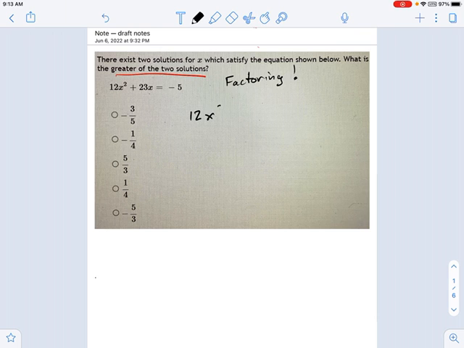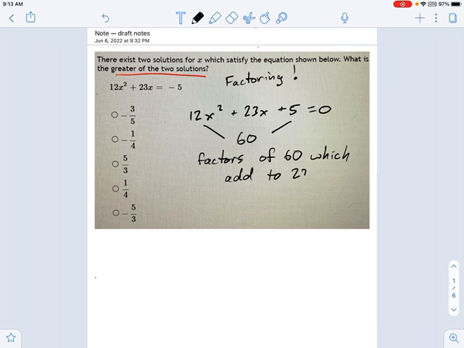First, I rearrange 12x squared plus 23x plus 5 equals 0. So I added 5 to each side, got 0 on one side. Now I'm ready to factor. I pull down the 12 and the 5, multiply them together, and get 60. Now what I'm looking for is factors of 60 which add to 23.